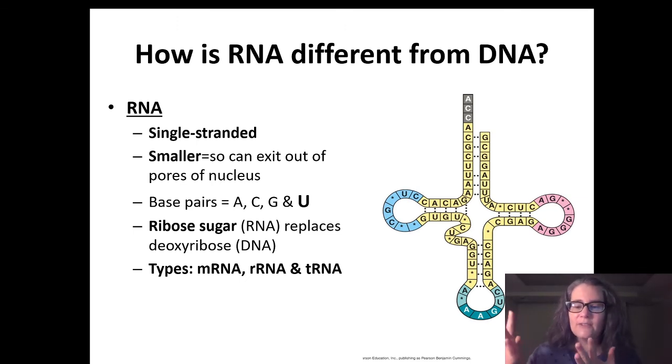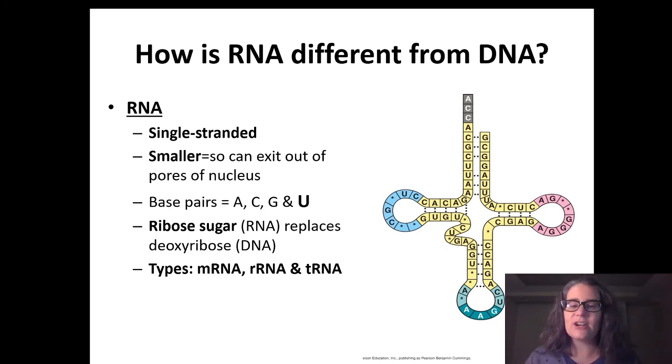It's often so small that it can exit the nuclear pores, whereas DNA is big enough that it gets stuck in the nucleus. And so RNA has more free rein in the cell, and some types can go between the nucleus and the outside cytoplasm and things like that. And we'll talk about that a little bit later in protein synthesis.